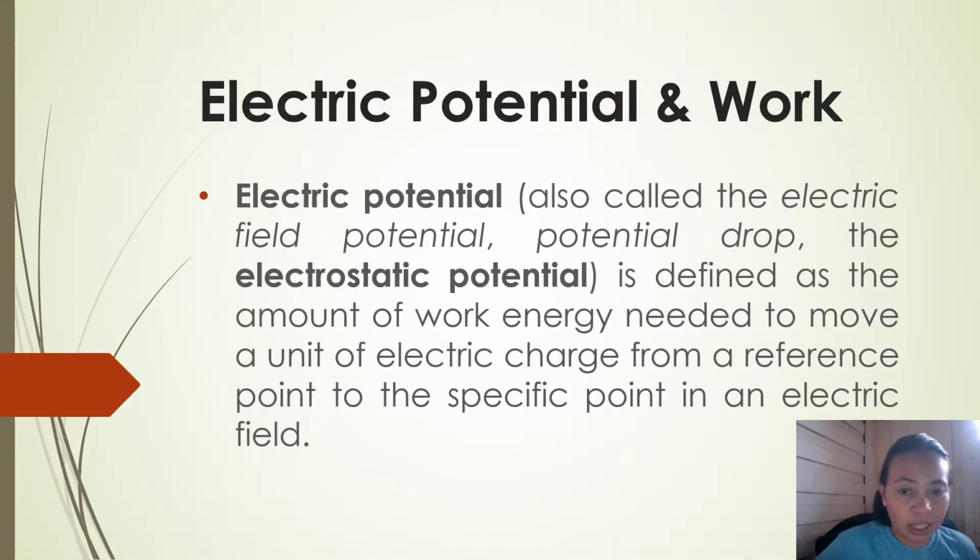Now, for electric potential, sometimes it is also called the electric field potential, the potential drop, or the electrostatic potential, and it is defined as the amount of work energy needed to move a unit of electric charge from a reference point to a specific point in an electric field. For example, you have two charges. Let's say this is Q1, then you have Q2.